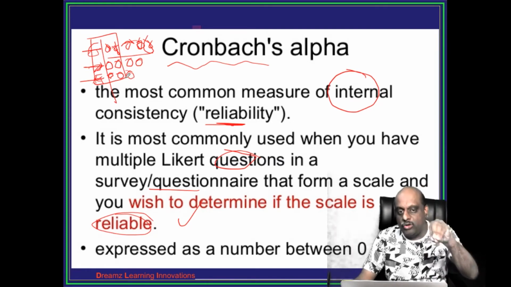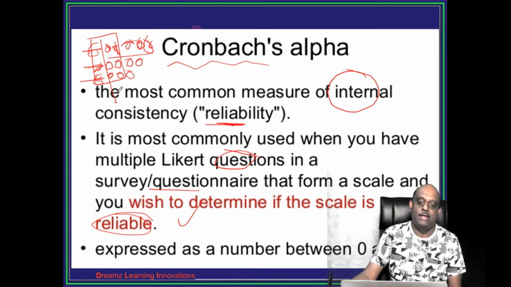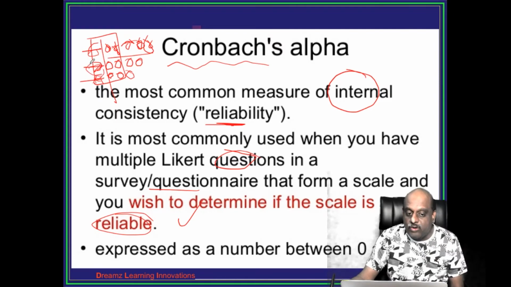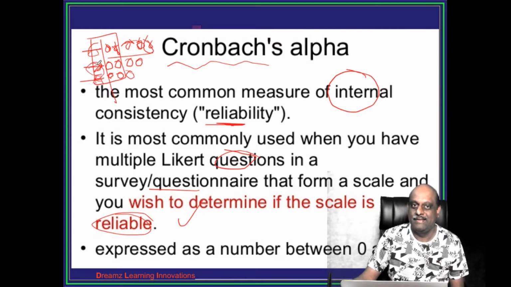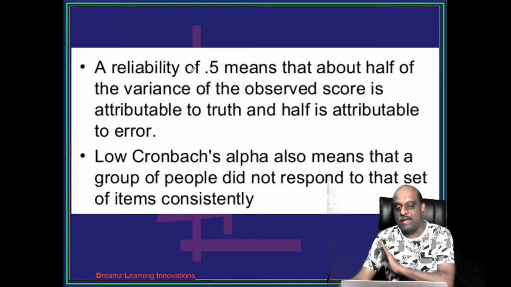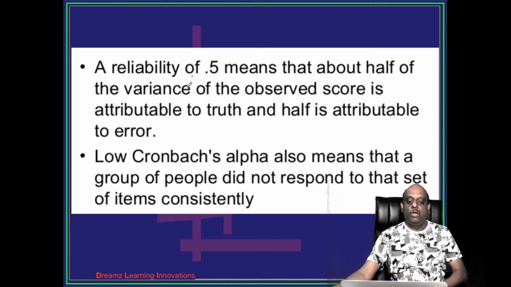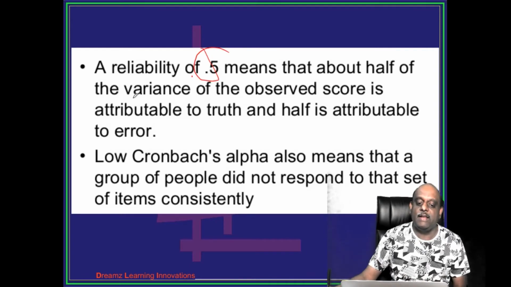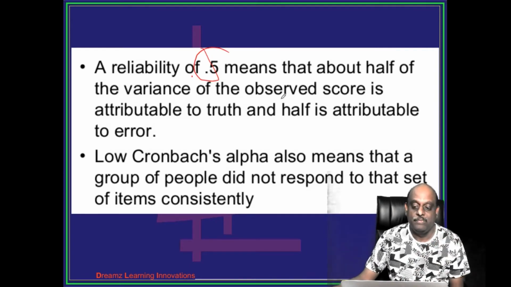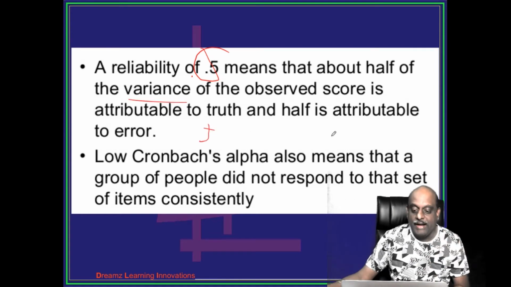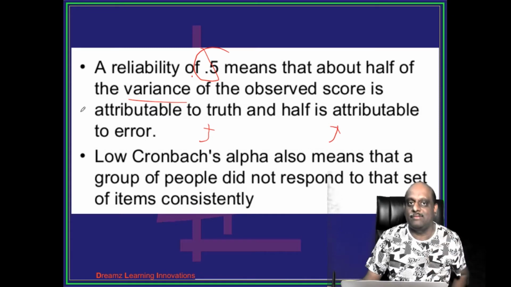Ultimately, to depend on this Likert scale questionnaire, can I depend on it? Is there any reliability? Are there any questions which are irrelevant? You want to know. For that, you use Cronbach's alpha. A reliability of 0.5 means that about half of the variance of the observed score is attributable to the truth and half is attributable to error.